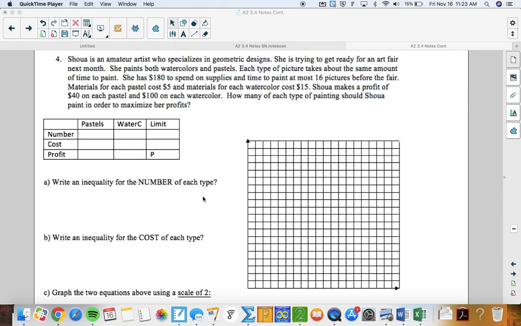Hey, so this is your linear programming packet. This is number 4. Let's give this a shot.